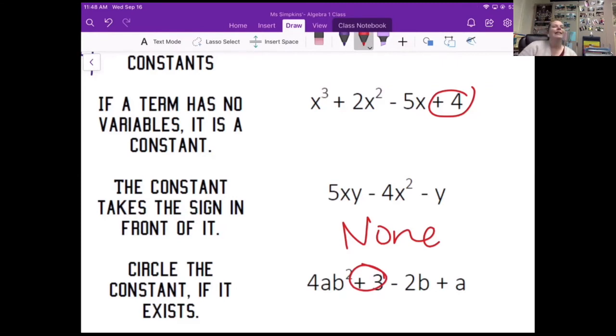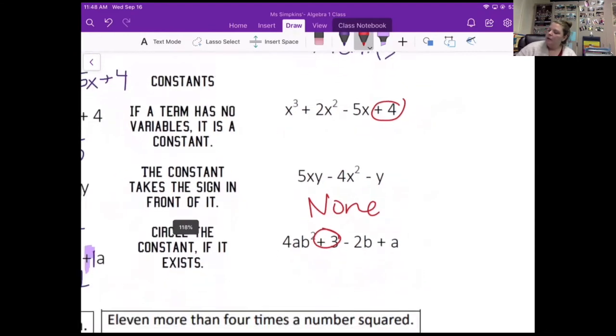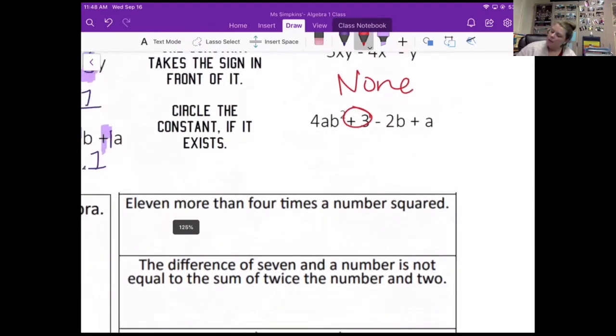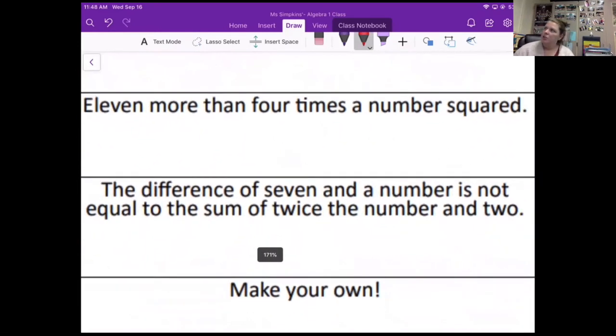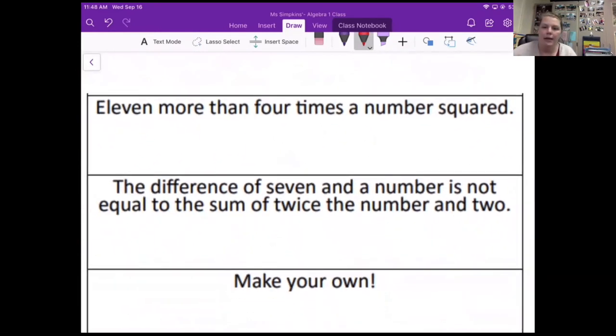So I wanted to do a little bit more practice with translating. So if you go right underneath here, you should find where it says 11 more than 4 times the number squared. That's what I want you to be looking at right now.